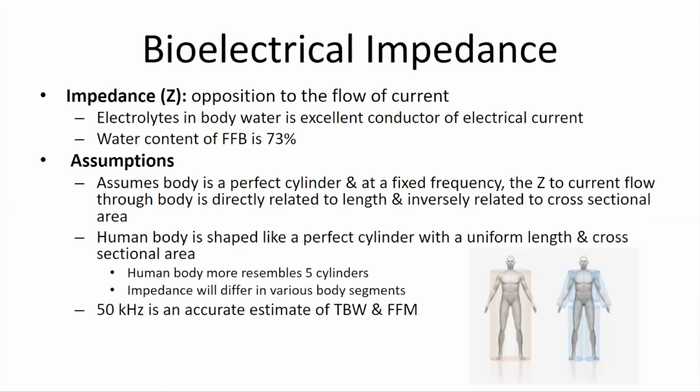The BIA model assumes that our body is a perfect cylinder. So we're assuming that this person is a cylinder and the movement of the electricity from maybe foot to hand is moving across a cylinder-shaped body.